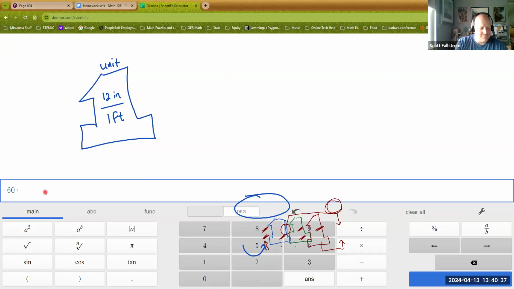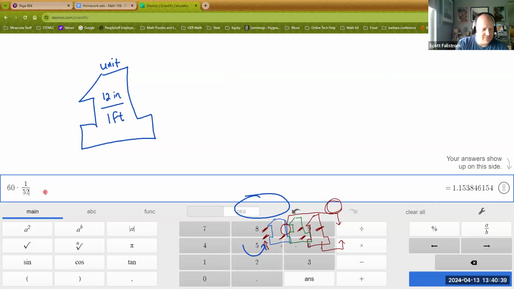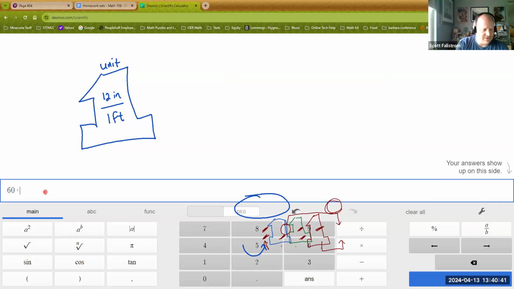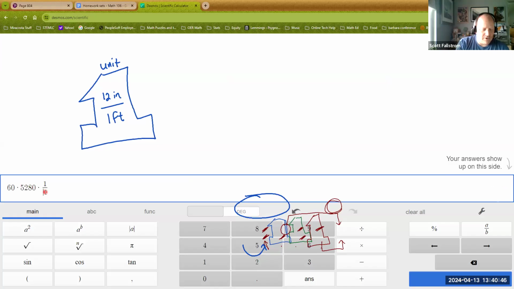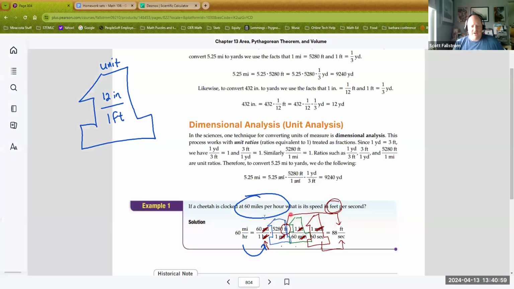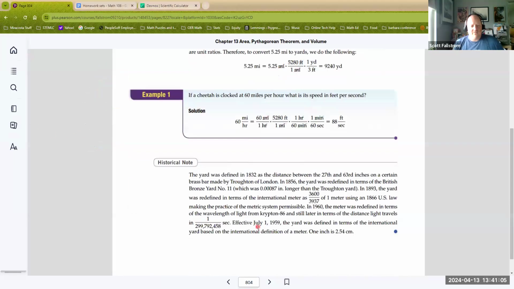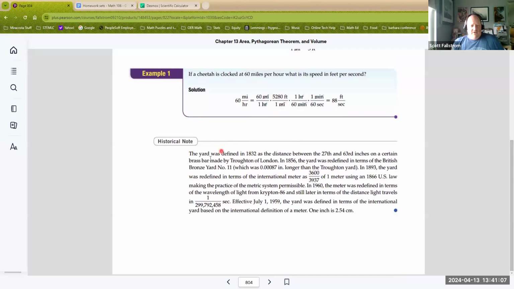Type in 60 times 1 over 5280, times 1 over 60, times 1 over 60. And what shows up on the right-hand side is 88. So that tells you 88 feet per second is the same as 60 miles per hour. All right. There we go.